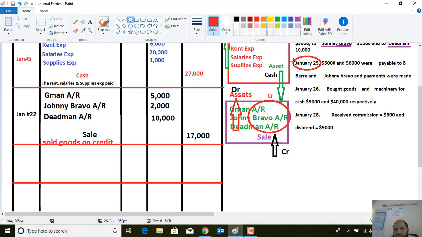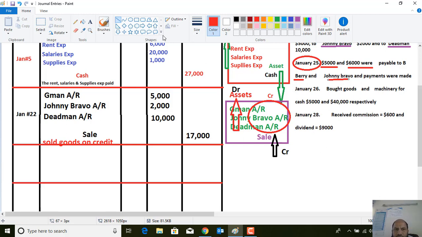In this business, what happened? $5,000 and $6,000 were payable to Beery and Unibrav. So this means that these were the payables of the business to Unibrav and to Beery, and payments were made, and they have paid to these persons.